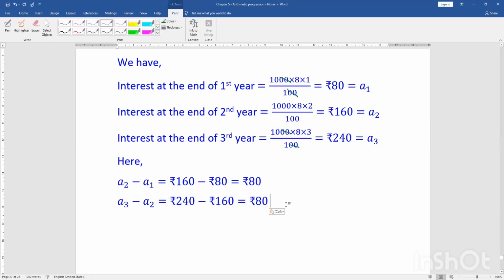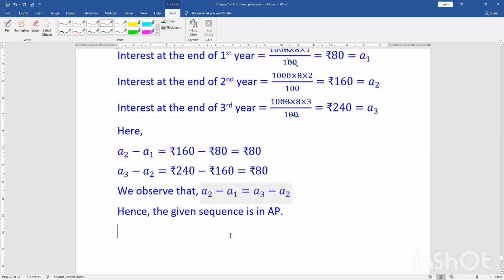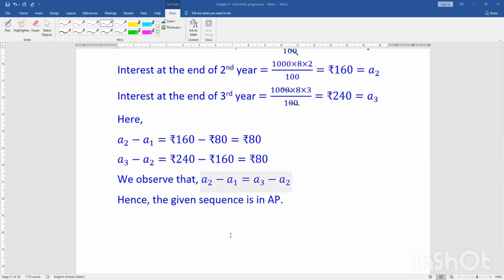So that clearly indicates that they are in AP, correct? So we observe that A2 minus A1 equals A3 minus A2. Hence the given sequence is in AP. And what is the common difference here? The common difference d equals 80.